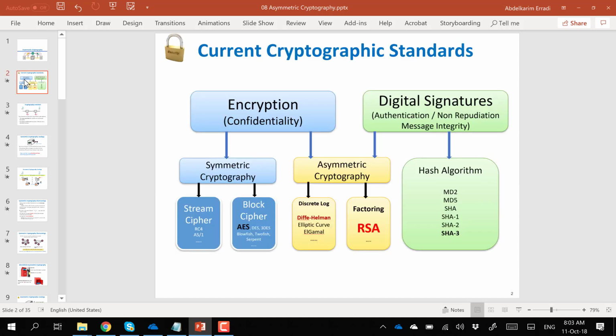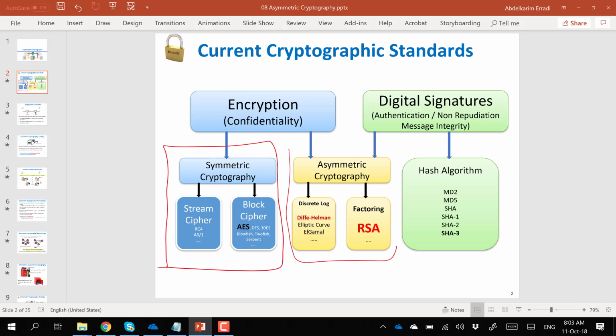Now with the cryptographic standards, so far we have been focusing on this part, the symmetric cryptography. And we have seen some algorithms for stream ciphers and others for block ciphers. Now, once we move into asymmetric cryptography, shortly I will motivate why this is important.